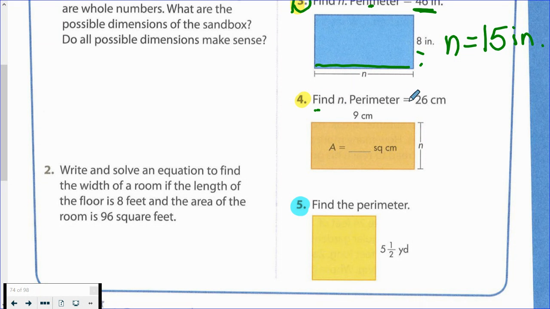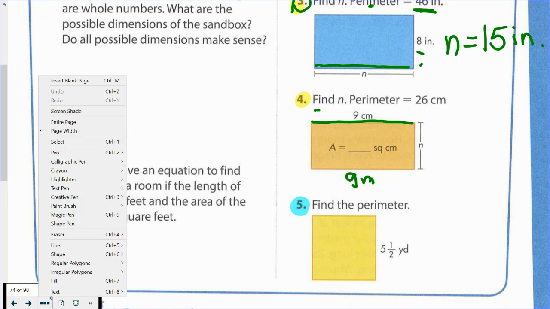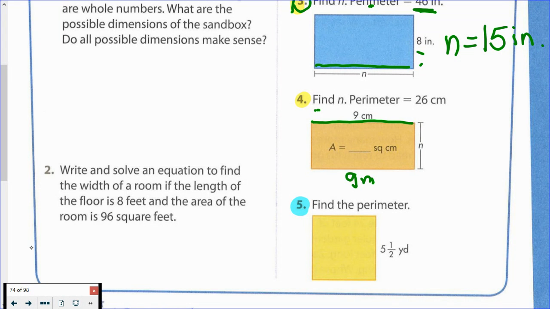The perimeter equals 26 centimeters. Okay, we know 9 centimeters. We know N. We don't really know the area. So let's look at this carefully. We know here the width. We know the top is 9. And let's go ahead and label the bottom. Ooh, that does not look like a 9. That looks like a G. It is really difficult writing on a tablet.